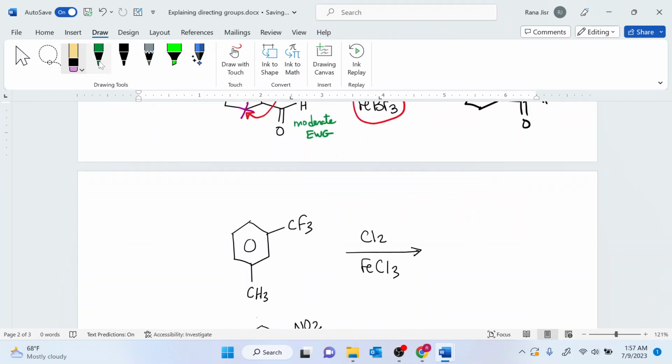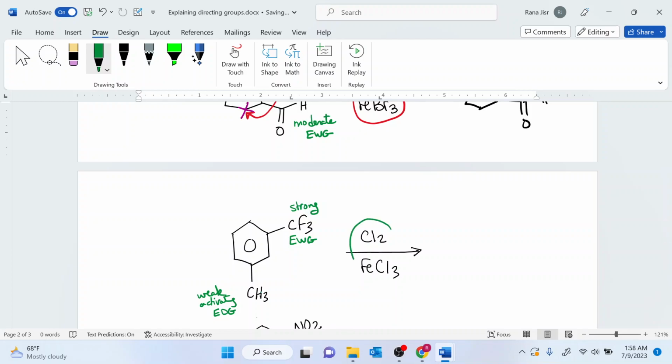The CF3 is a very strong electron withdrawing group. This is a strong one. And this one is a weak activating, so it is an electron donating group. This is the weak electron donating group. And this is the only case where electron withdrawing groups win over electron donating groups. Whenever you have a weak electron donating group and a very strong electron withdrawing group, then the electron withdrawing group is going to win. Again, those two don't reinforce each other. This is why we go with their strength.